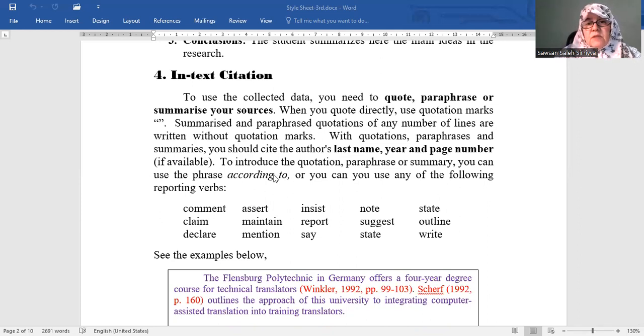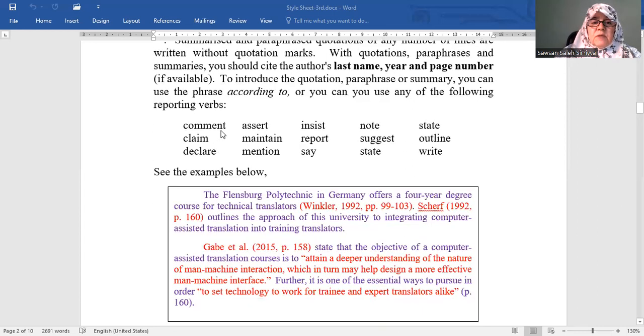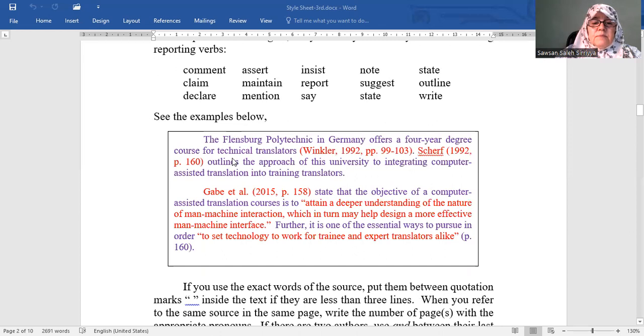You need certain verbs, certain words to introduce your quotations. These are some of these verbs: comment, assert, insist, note, state, etc. But when you use them, be careful about the subject. If you have a number of authors, use the plural form. If you have one author, use the third person, the S with the verb. And don't forget to use the simple present tense. In academic writing, the simple present tense is very common.